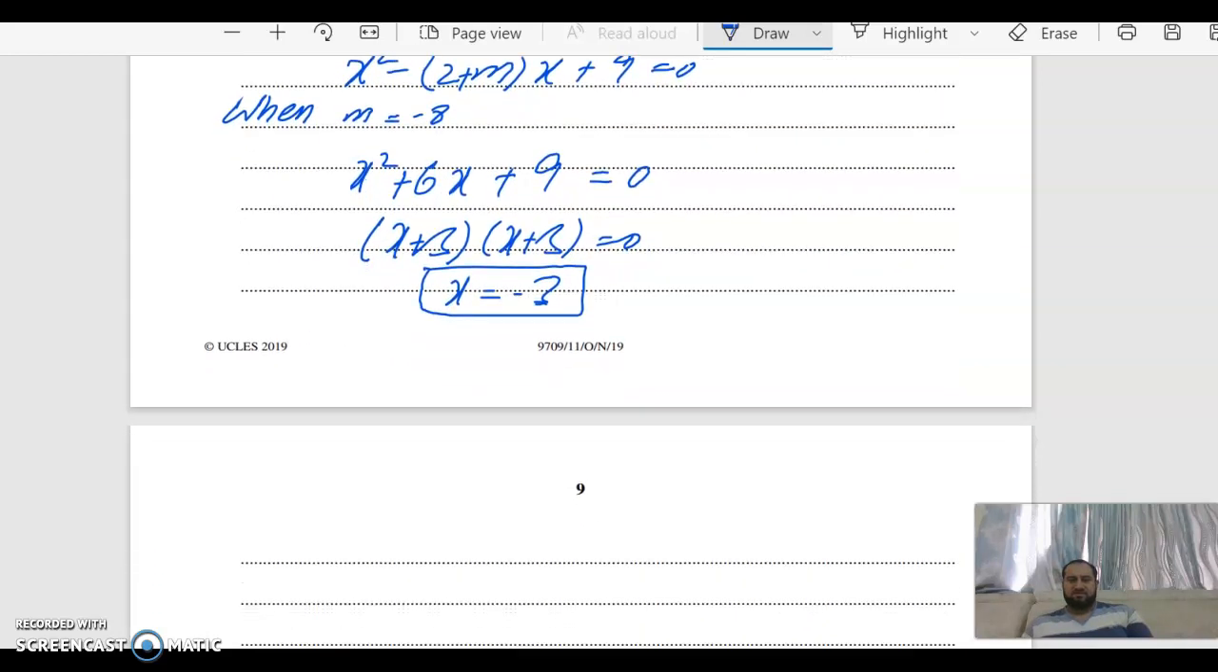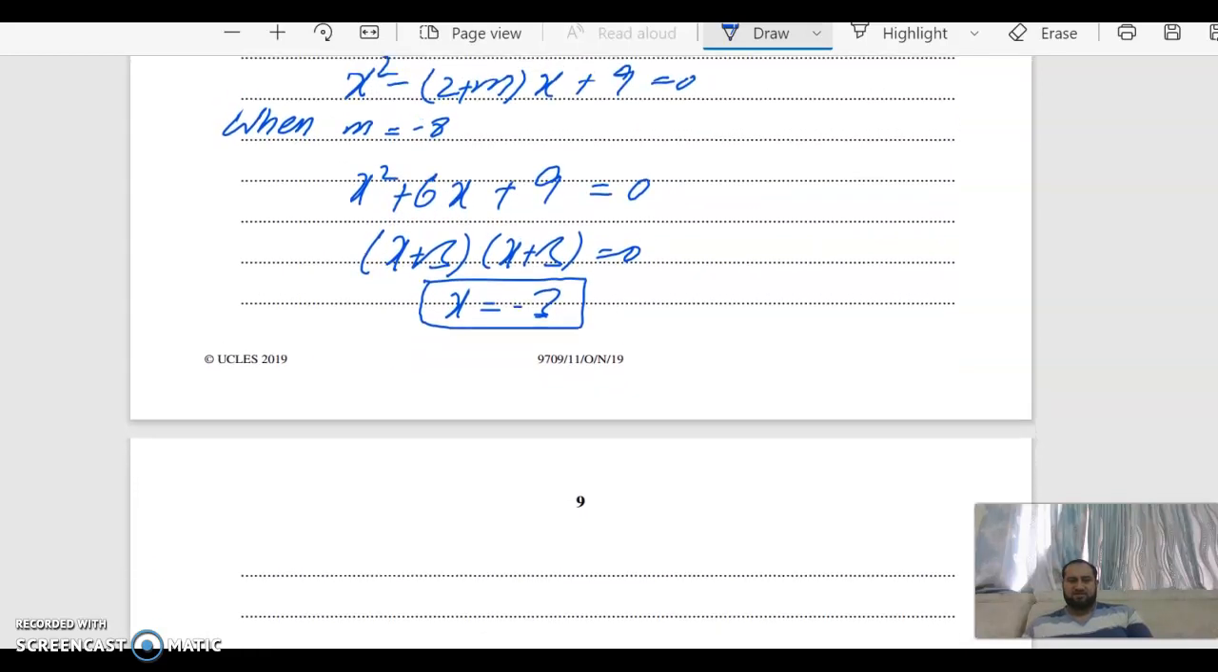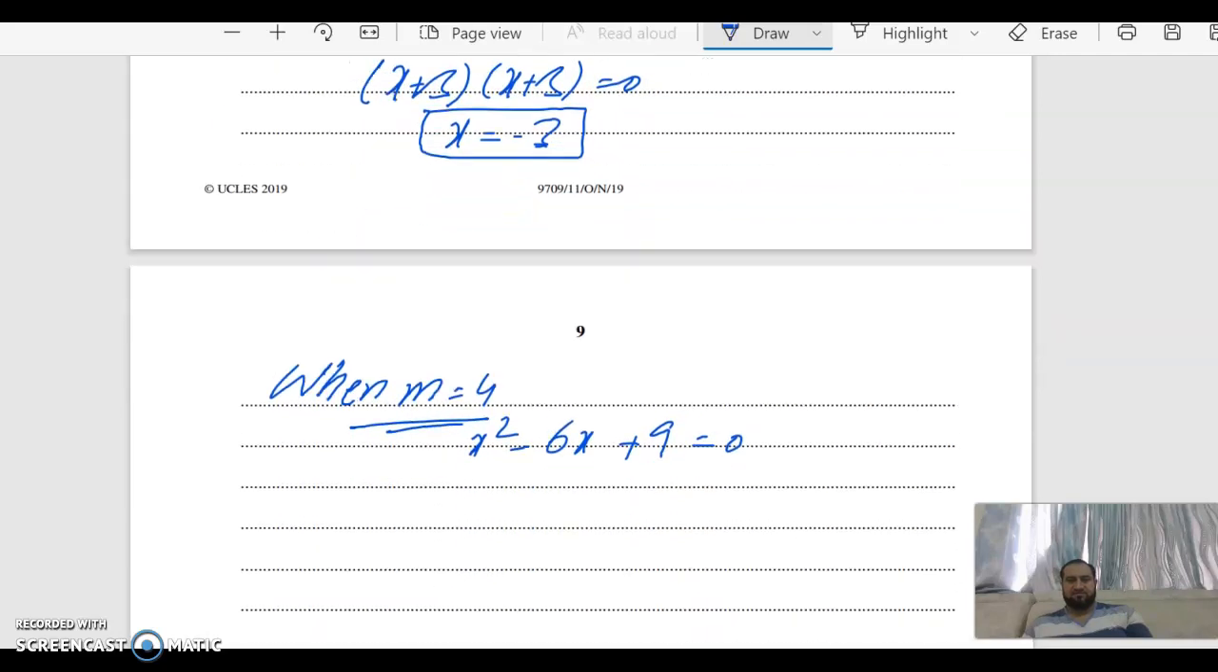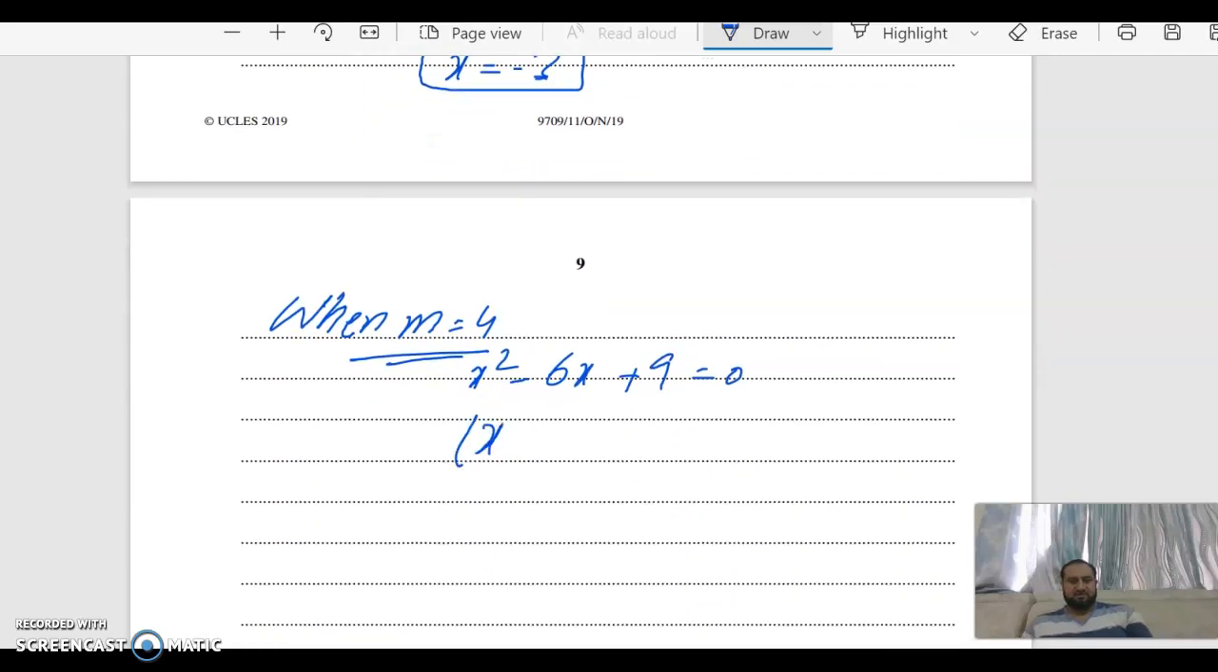So when m is negative 8, x is negative 3. And then when m is equal to 4, x squared minus 6x plus 9 is equal to 0. That will be our equation. This time the factors are (x minus 3)(x minus 3) is equal to 0, so x is equal to 3. This will be the value of x.